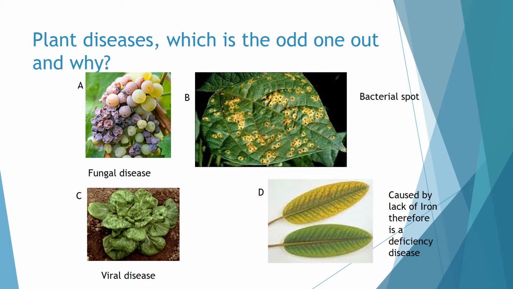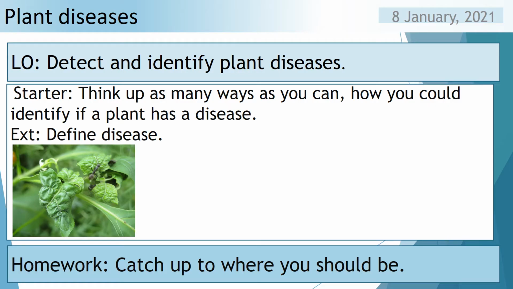It's a deficiency, which means a lack of. So this one has a lack of iron. It's caused yellowing of the leaves. So let's look at the difference between deficiencies and diseases as well, because that's a really useful thing when we're talking about defence.